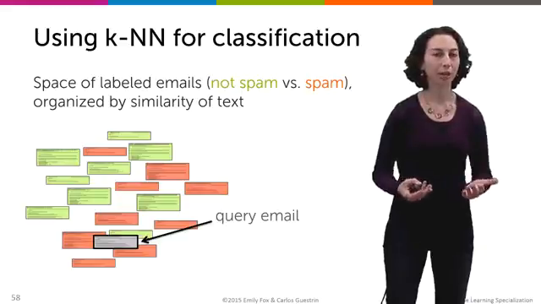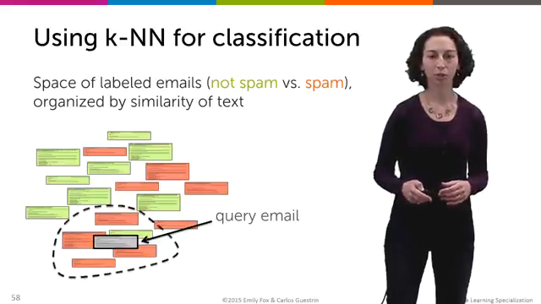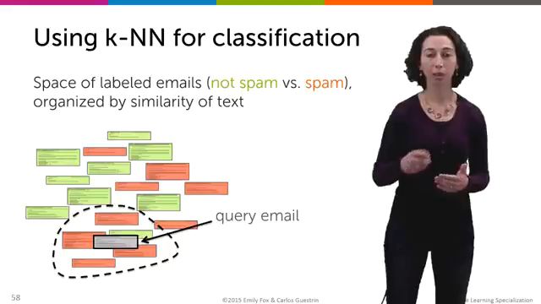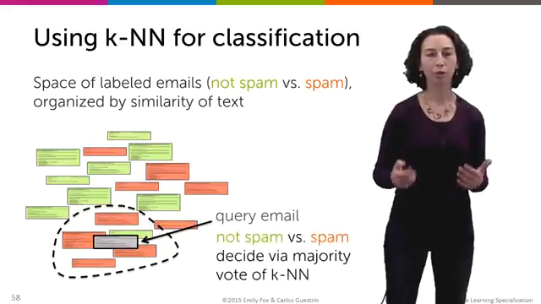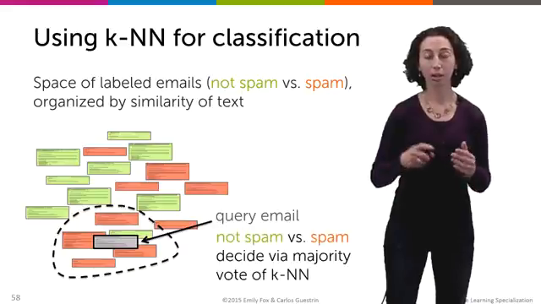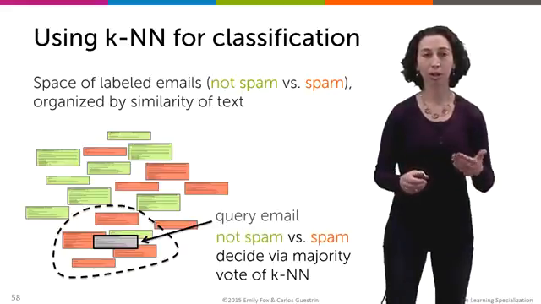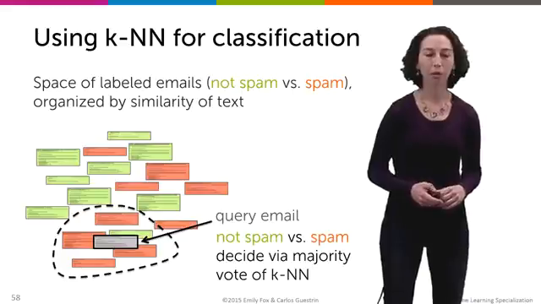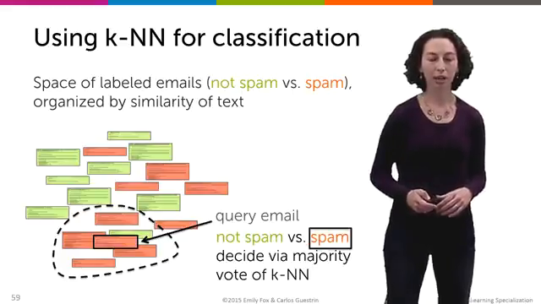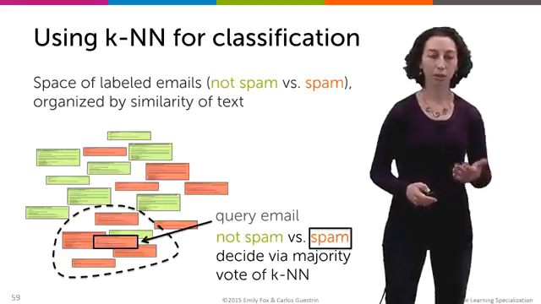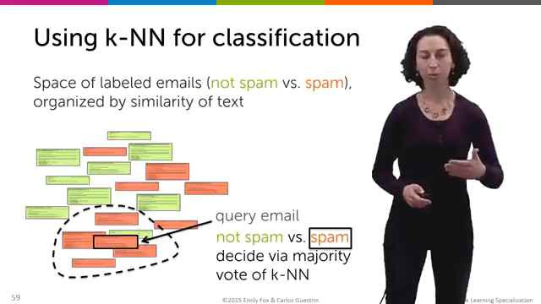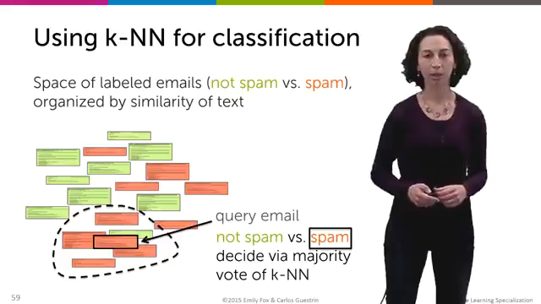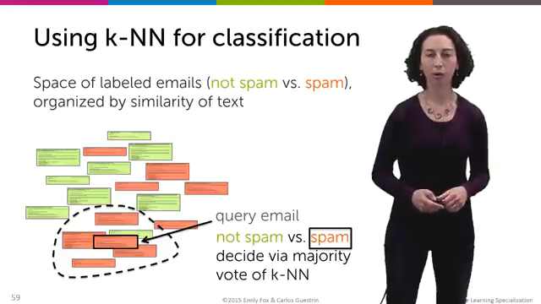There's a very intuitive way to do this, which is just search for the nearest neighbors of this email, the emails most similar to this email. And then we're just going to do a majority vote on the nearest neighbors to decide whether this email is spam or not spam. And what we see in this case is that 4 of the neighbors are spam and only 1 neighbor is not spam. So we're going to label this email as spam. And so this is the really straightforward approach of using k-nearest neighbors for classification.